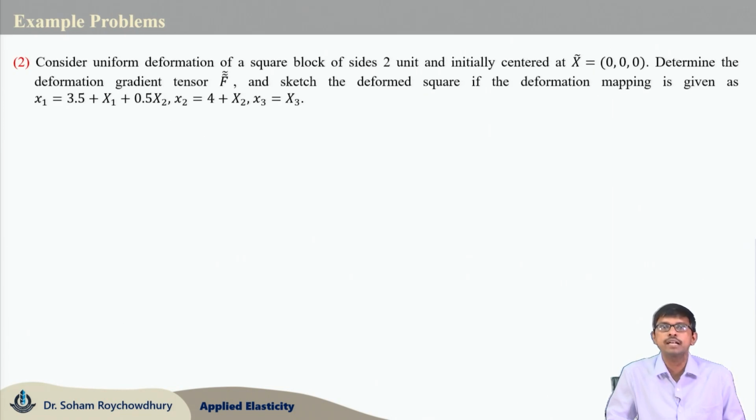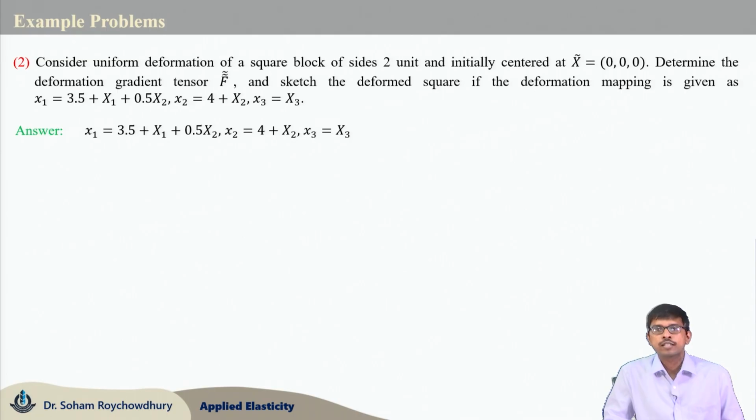Now, coming to the next example problem, we are given a square block of sides 2 units, which is initially centered at the origin 0, 0, 0. You are asked to determine the deformation gradient tensor F and sketch the deformed square, if the deformation mapping is given as small x1 equals 3.5 plus capital X1 plus 0.5 capital X2, small x2 is 4 plus capital X2, and small x3 equals capital X3. So, this is the given deformation mapping, which is defined in the material frame.